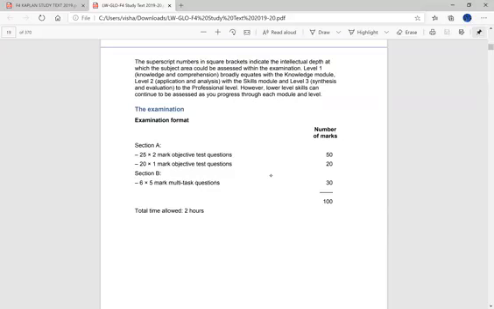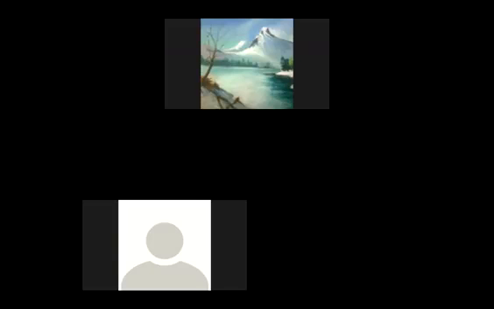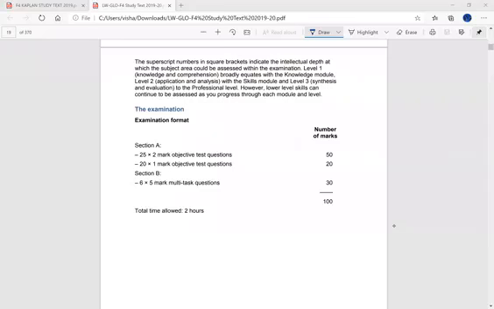This area is a bit more detailed. It has comparatively longer questions. Section A is more like MCQs. Section B comprises 30 marks, and the total number of marks is going to be 100.